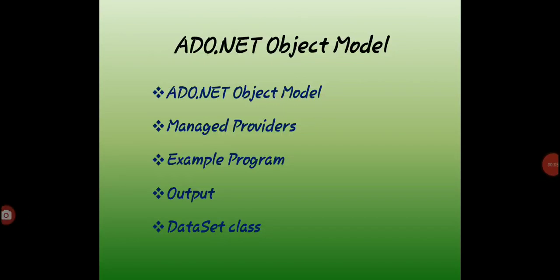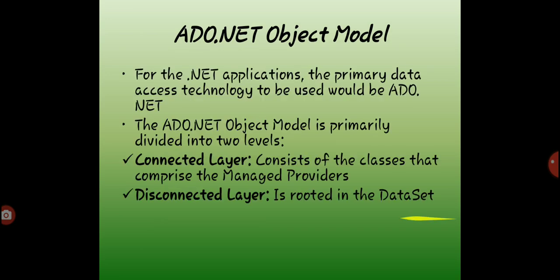We see the ADO.NET object model now. Let me explain the concepts of the ADO.NET object model one by one neatly. These are the contents. First we see the object model of ADO.NET. Then we see the managed providers. Then the example program, then the output of the program. Then about the DataSet class.